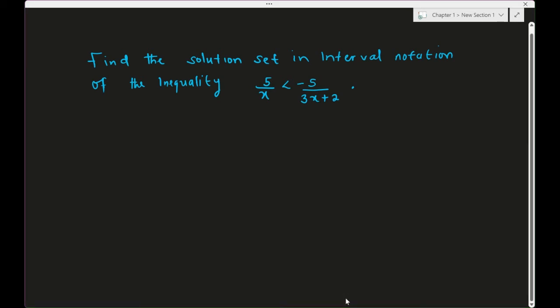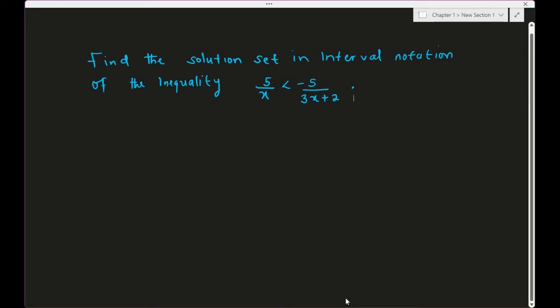Okay, hello. In this video, we'll be solving this rational inequality. The question is to find the solution set in interval notation of this inequality. So this is a rational inequality, so we cannot multiply by the LCD.